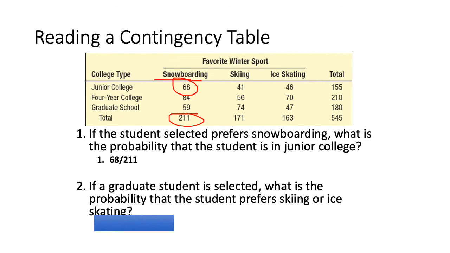2. If a graduate student is selected, what is the probability that the student prefers skiing or ice skating? So let's pick graduate students. So here's our row. 74 plus 47 like skiing or ice skating out of a total of 180. So the probability that a student prefers skiing or ice skating if they are a graduate student is 121 out of 180. That concludes lecture 4. So we will be looking more into details of this in our probability section in lecture 5.